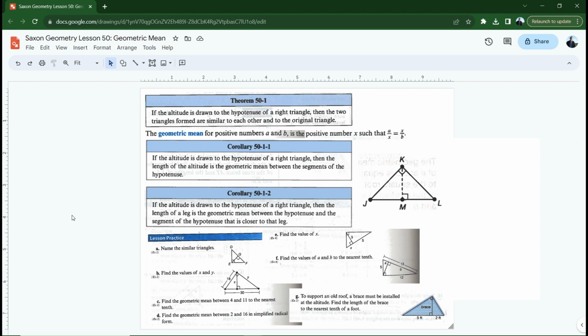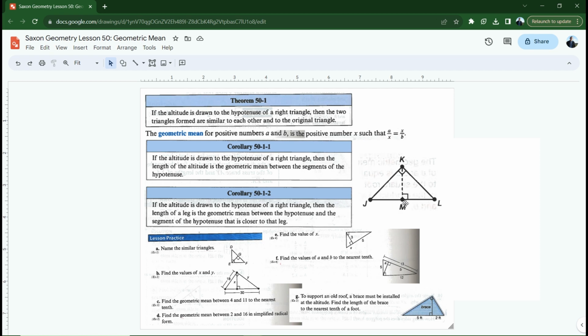We're going to start with theorem 5-1 before we define the geometric mean. So theorem 5-1: if the altitude is drawn to the hypotenuse of a right triangle, we'll pause. JKL is a right triangle. I'm going to draw an altitude from the hypotenuse. And when we have a right triangle and I draw the altitude in from the hypotenuse, that altitude is always going to be contained within the triangle. Remember, sometimes when we drew, for instance, obtuse triangles, the altitude would be outside the triangle. In this case, from the hypotenuse of a right triangle, the altitude is always internal, inside the triangle.